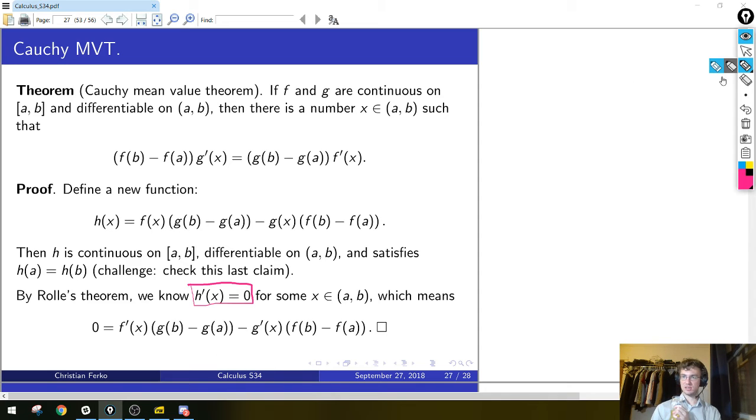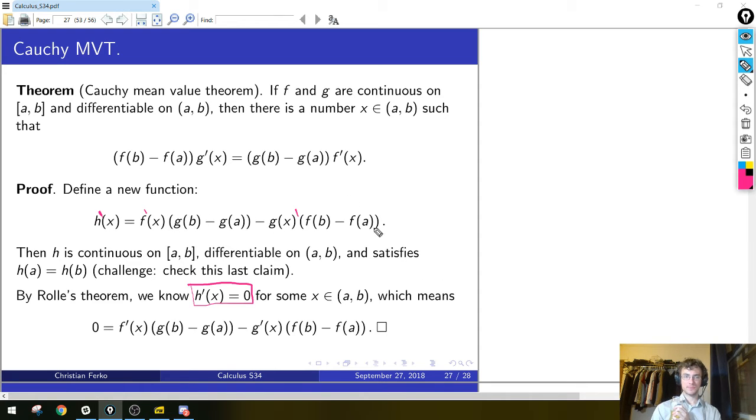But this is pretty easy to differentiate. My favorite type of equation to differentiate is the one where you just put primes in, because everything else is a constant. Right, this is a constant, so I don't have to worry about that. This is a constant, so I don't have to worry about that. Therefore, the derivative of h is simply h prime equals f prime times this chunk minus g prime times this chunk.